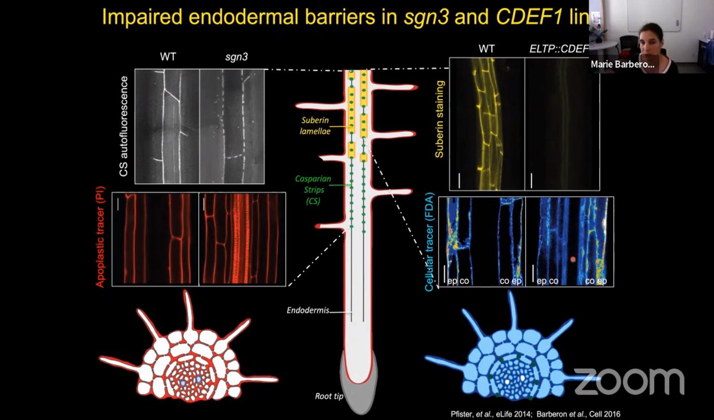So I did a lot of physiological experiments with these lines. It was quite surprising to see that these plants were viable, didn't have major growth defects, and were producing flowers and seeds without any problem.